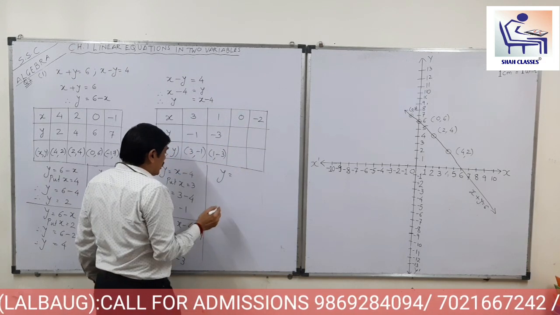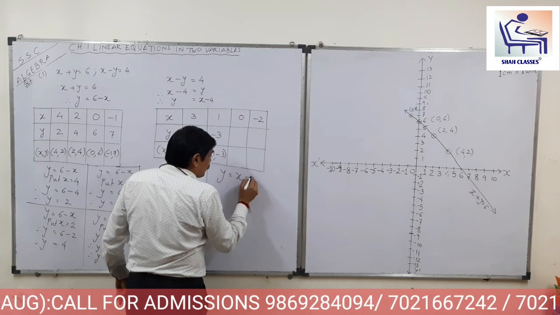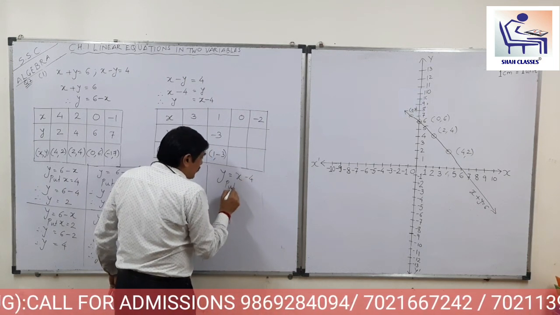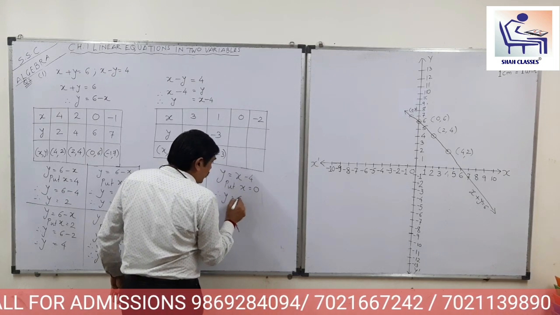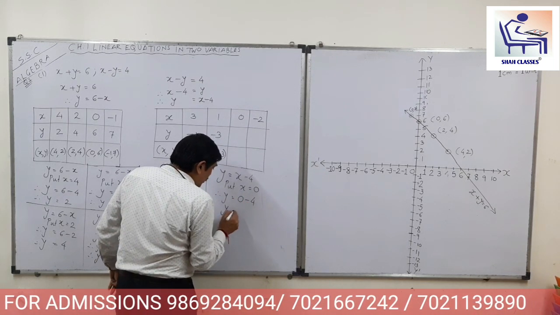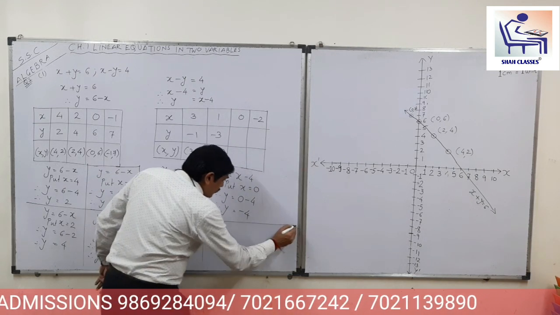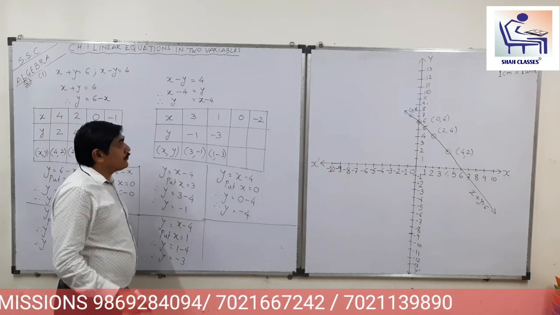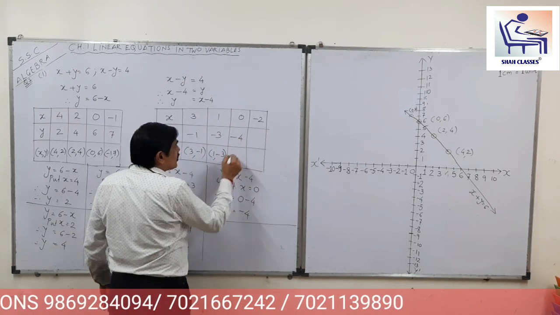Now we have to find out the third value. y is equal to x minus 4. Put x is equal to 0. Therefore y is equal to 0 minus 4, so -4. So when the value of x is 0, the value of y is -4.